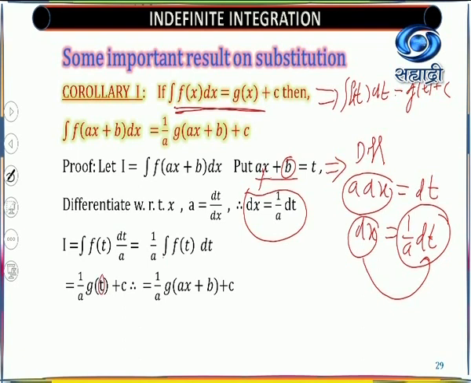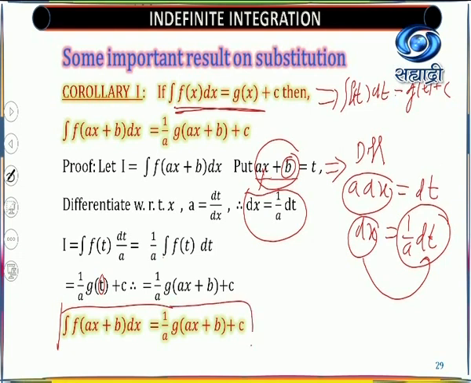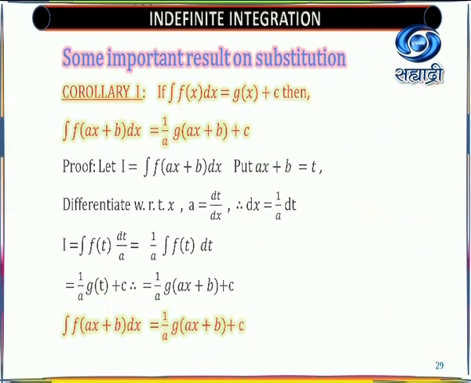But t, you have to replace the value of t, because the final answer again you want in terms of x only. So you will get 1 upon a g of (ax plus b) plus constant of integration. This is your corollary 1. Now we will move towards corollary 2. Here this one is your final answer, or you can say the final result from your substitution method.